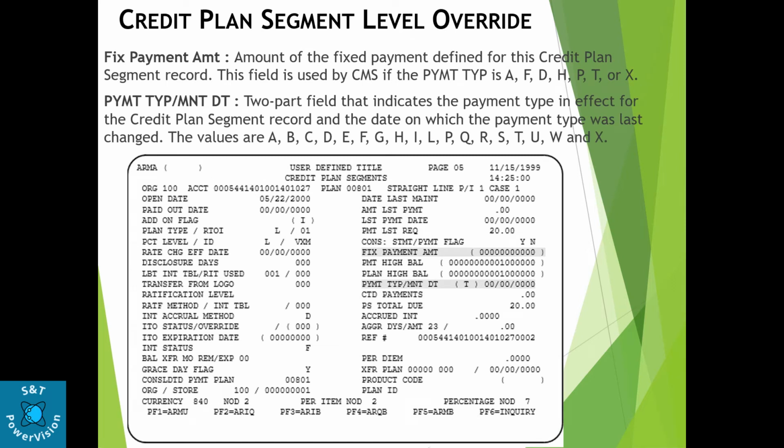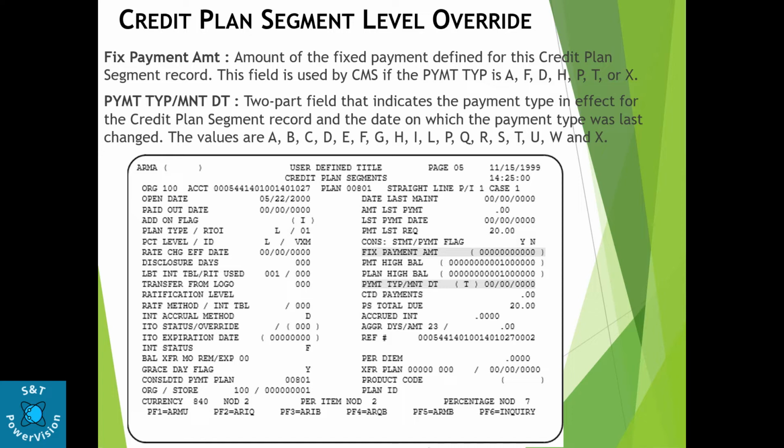This is a credit plan segment level override here, that is ARMA05. Fixed payment amount: the amount of the fixed payment defined for this credit plan segment record. This field is used by CMS if the payment type is A, F, D, S, P, T or X.